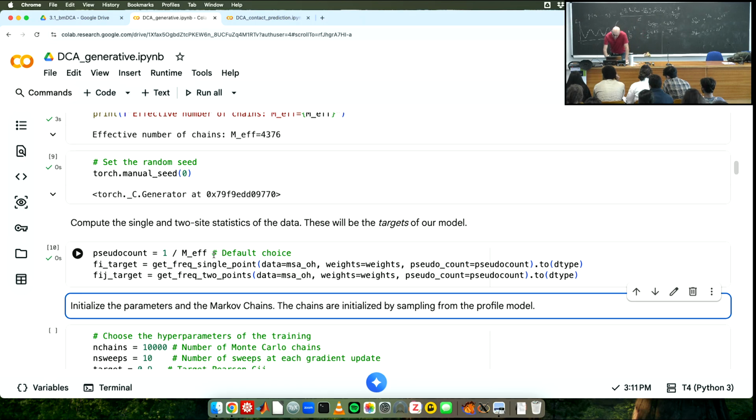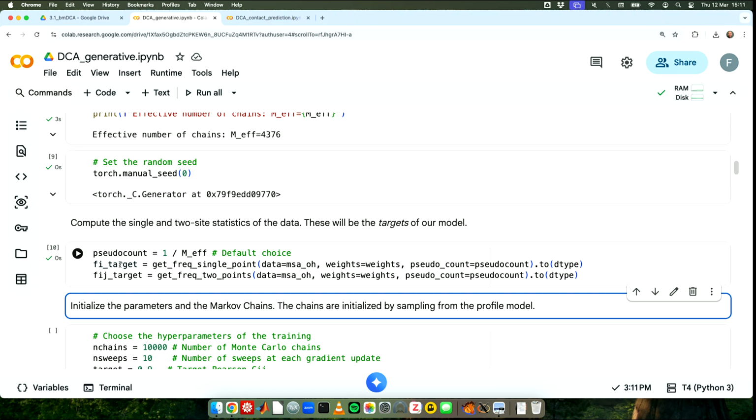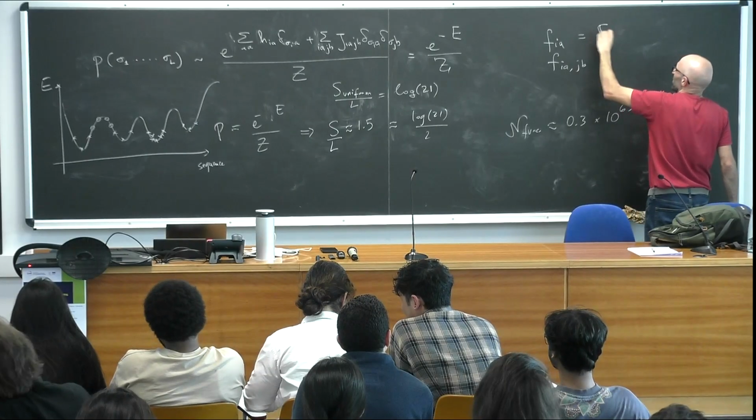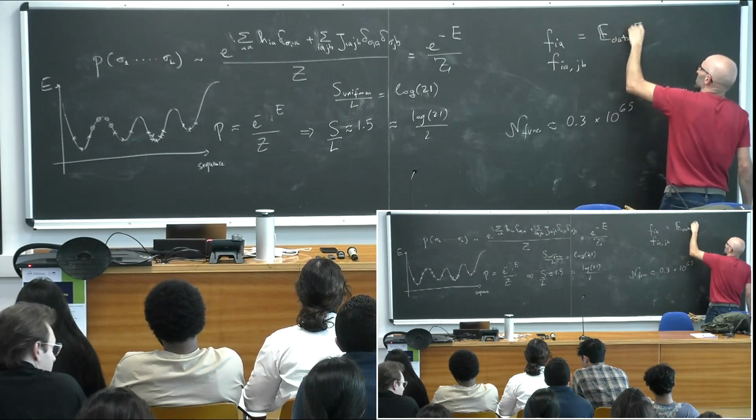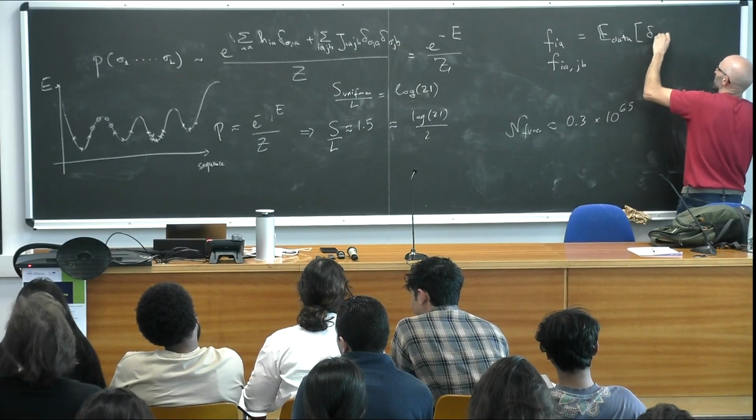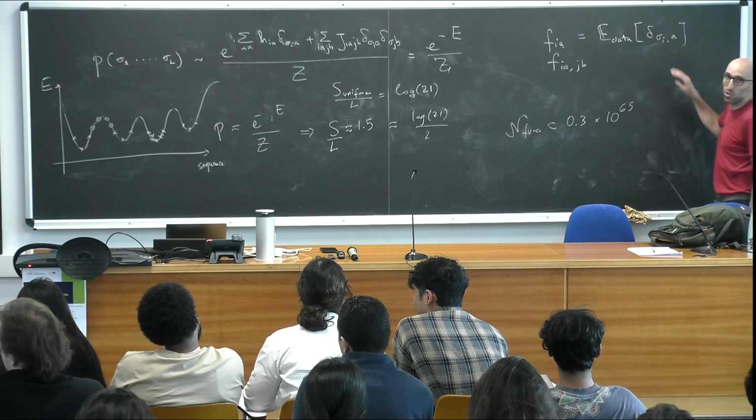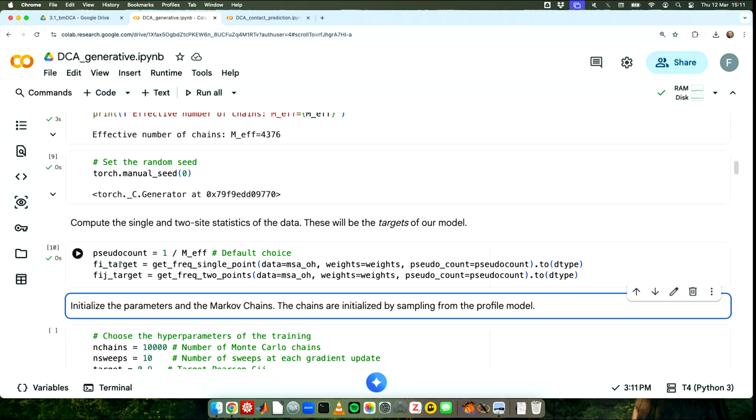And then with this pseudo count, you compute the FIA and you compute the empirical frequencies. Now I will call them FIA and FIA-JB. So these are the expectation over the data of delta sigma IA. So you do this once at the beginning of the learning, and then you run.